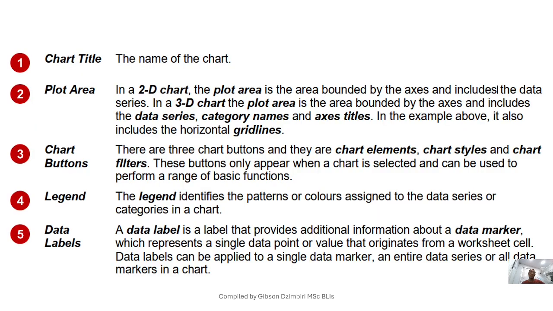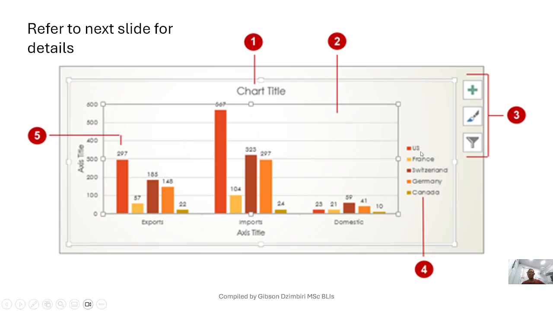So next we have got the legend, which is number 4. Legend we are referring to the variables that are representing this particular data. So in this case, when you look at these bars here, for example, they are saying under exports we have got these countries. So each bar represents a particular country.